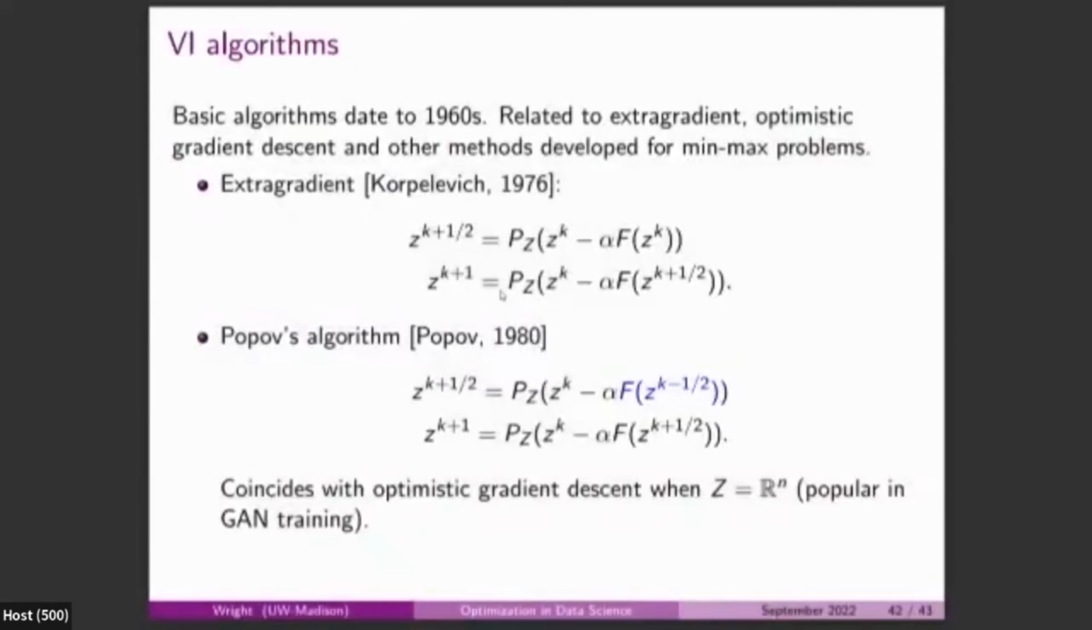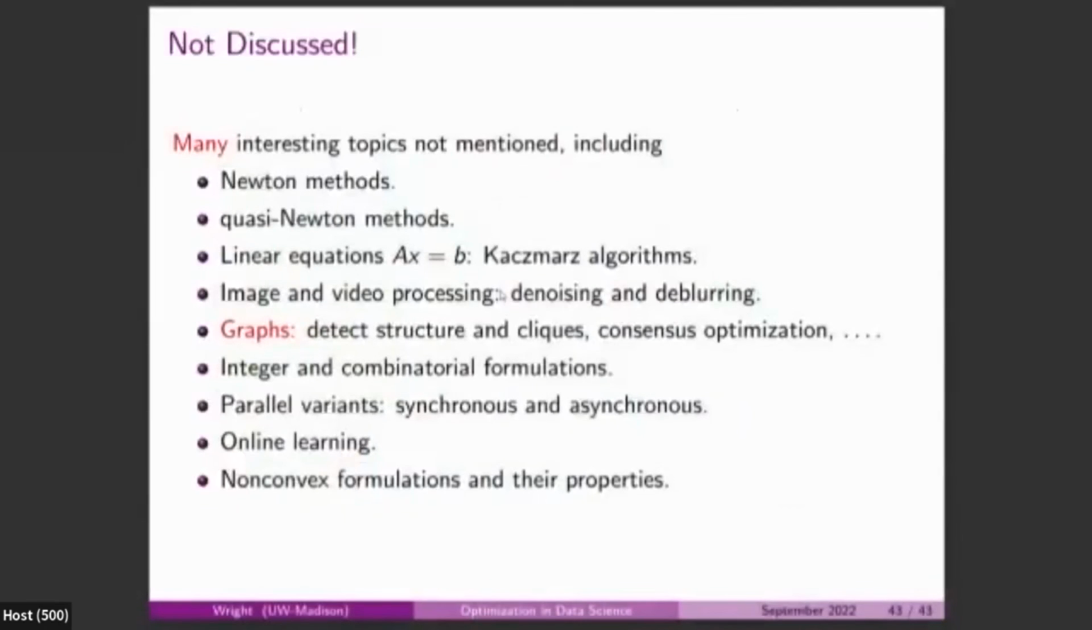So once again, the sorts of algorithms that you use for VI look a lot like prox gradient methods, except instead of the gradient of an objective f, you actually use the mapping big F. There are so-called extra gradient approaches dating back to the 70s, and there's Popov's algorithm, which looks quite similar, from 1980, that have these forms. And again, I'm not going to talk about the properties of these, but you can prove things about convergence rates for these kinds of methods.